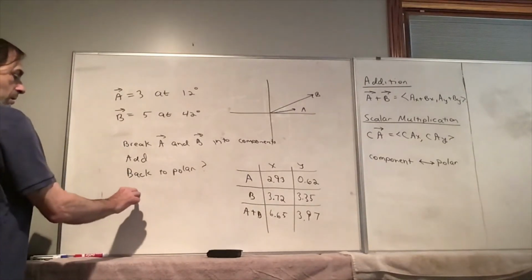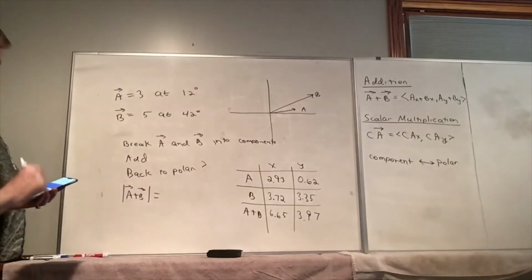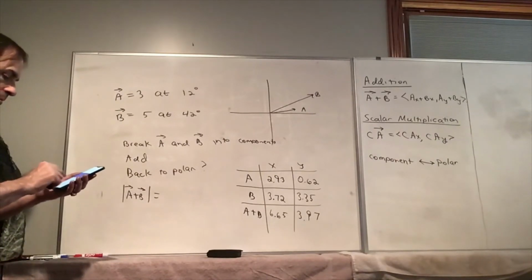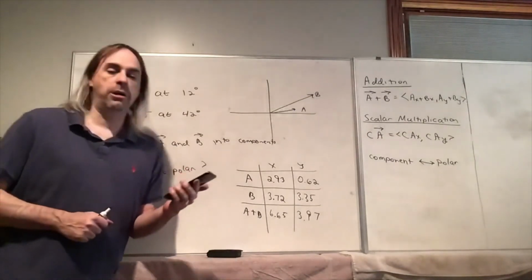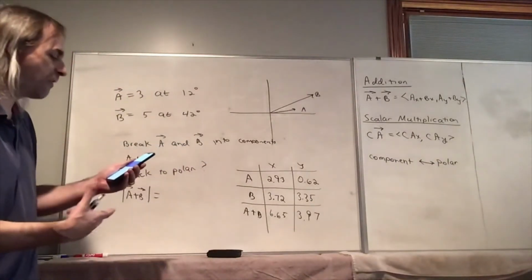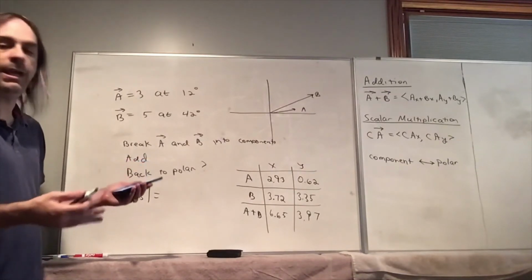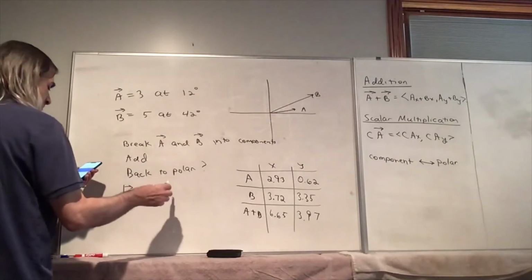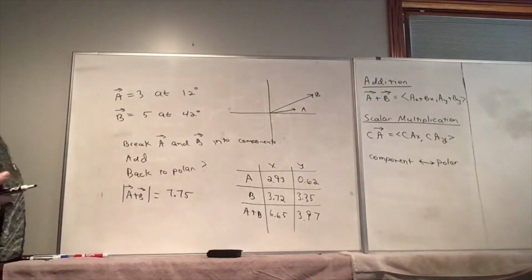Let's see. The magnitude of A plus B. So 6.65 squared plus 3.97 squared. Now I'm trusting the calculator to square first before adding them because that's what it should do. What I'm getting is 59.98, let's just say 60, and then the square root of 60, that'd be 7.75. And again, that seems pretty reasonable.